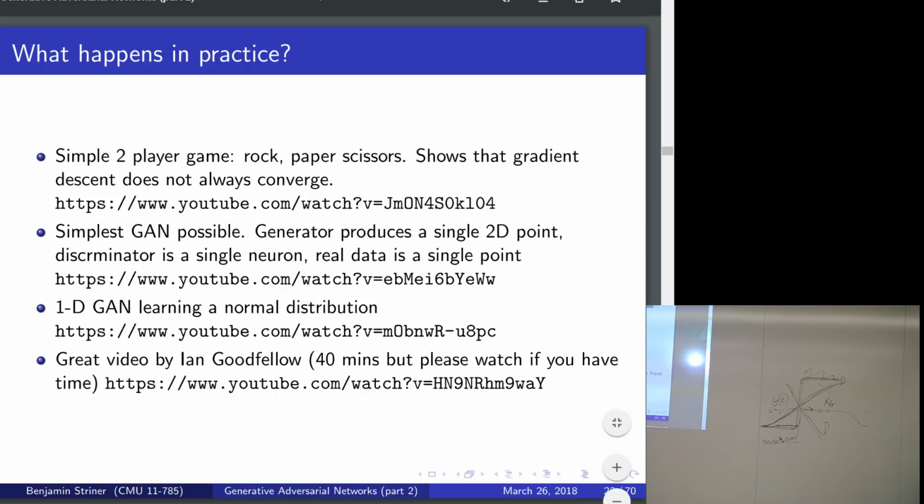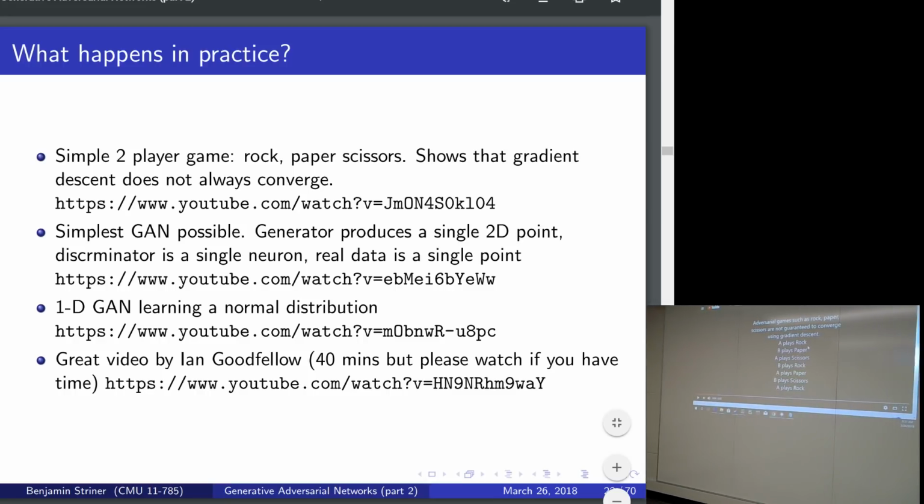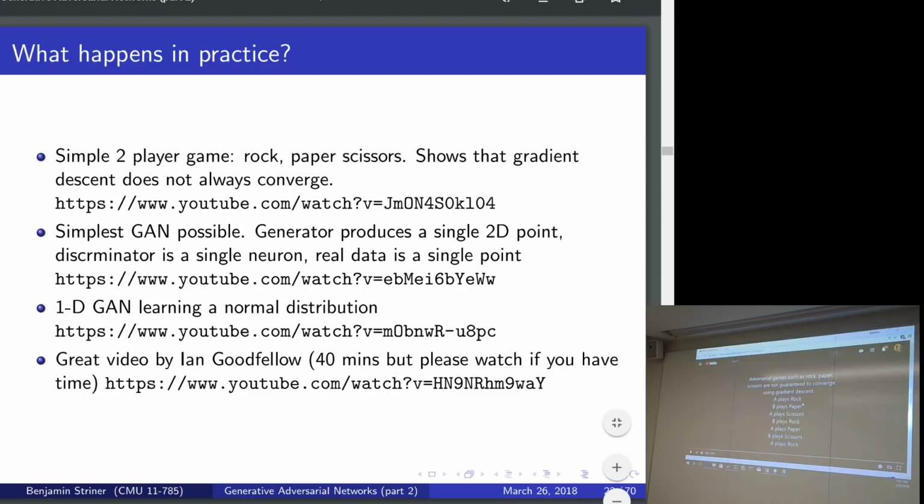All right, so this is a simple animation I did of what gradient descent on rock, paper, scissors looks like. So everyone knows the game, I'm assuming. Rock beats scissors, scissors beats paper, paper beats rock. So if I'm playing rock, you guys should all play paper. Now, here's where it gets interesting.